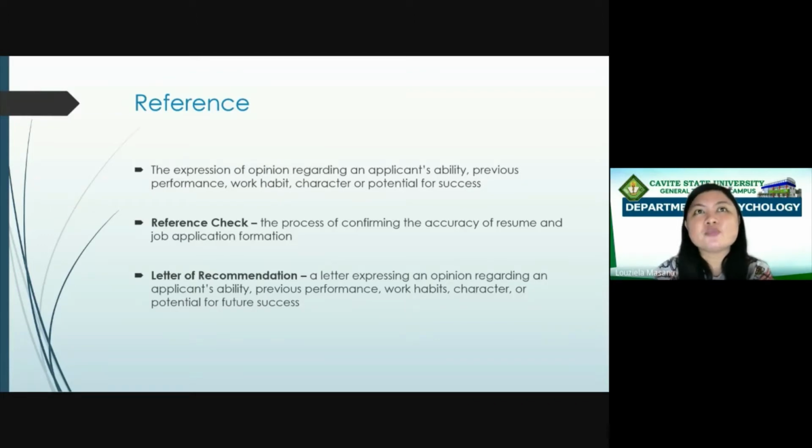Actually, sa reference, pwede mong ilagay yung dati mong employer, dati mong prof, dati mong teacher, ano pa, sino pa ba? Yung sigurado na may masasabi sa'yo. Sigurado na may maiibahagi for your promotion or for your hiring.